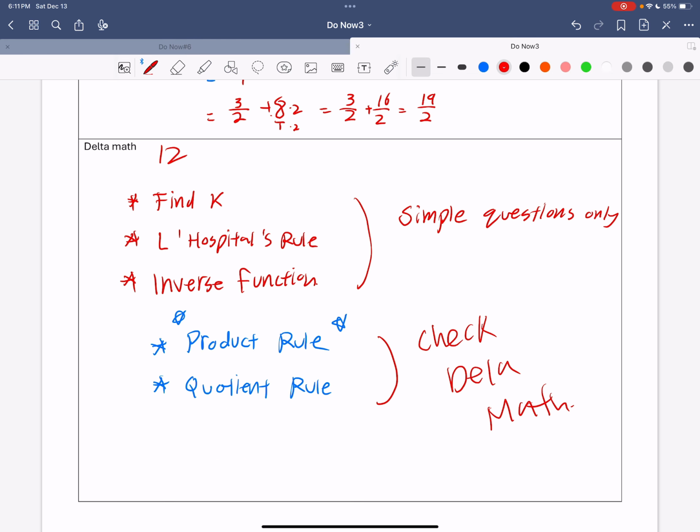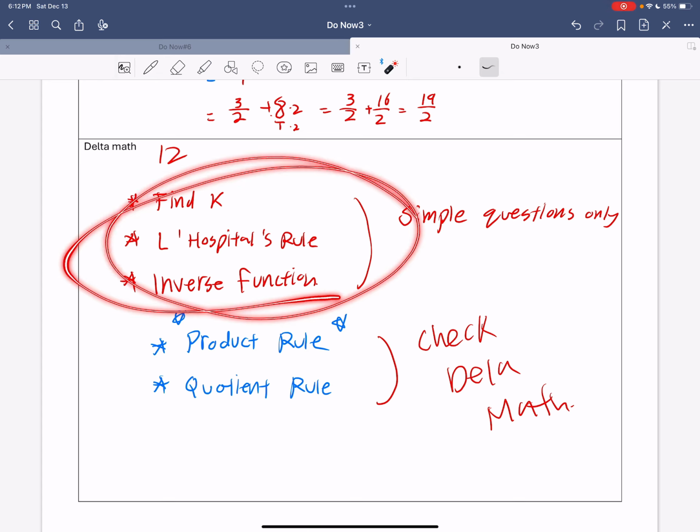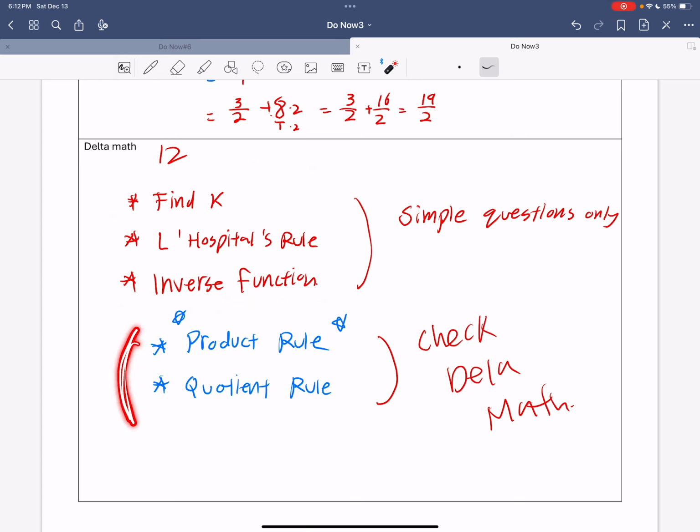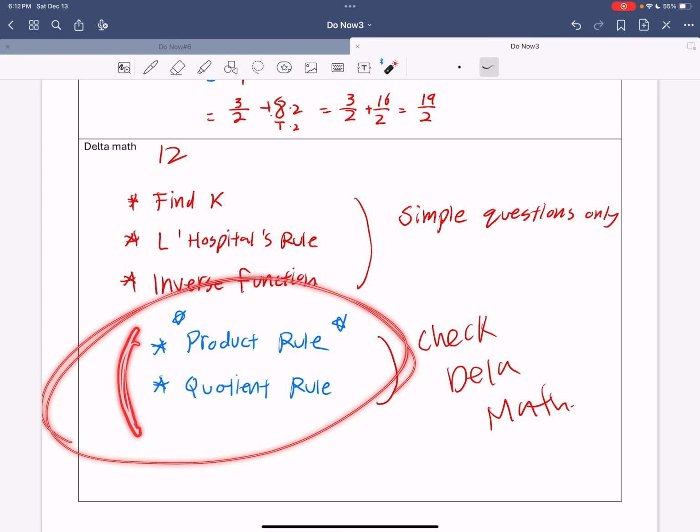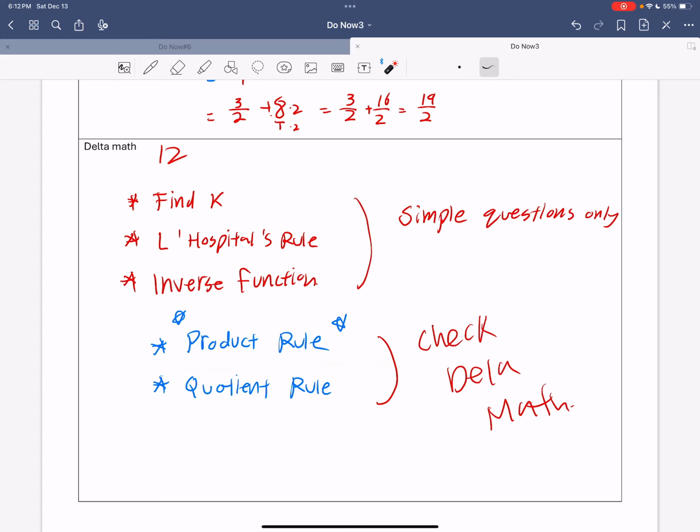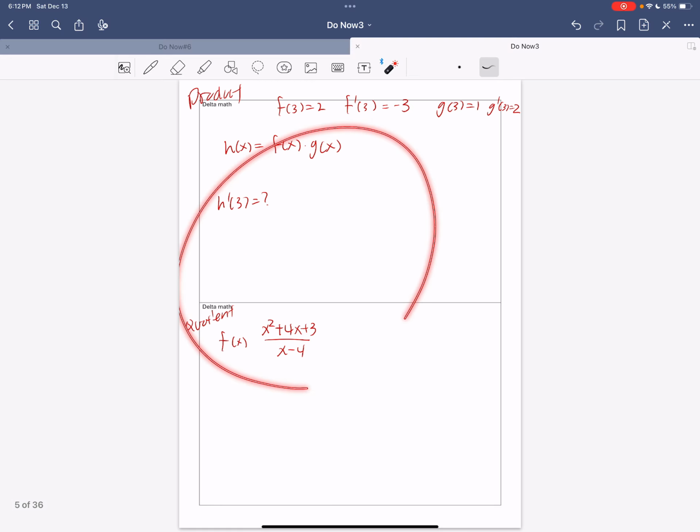And here, these are just the questions that you might want to look at in Delta Math. I think I explained it in the first video. So just look at Delta 12. You're going to find questions from here like this. And these are the two questions that you have to find from old Delta Math that go over product rule and quotient rule. Although I will give you some examples from here.